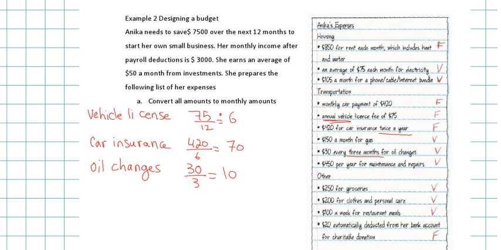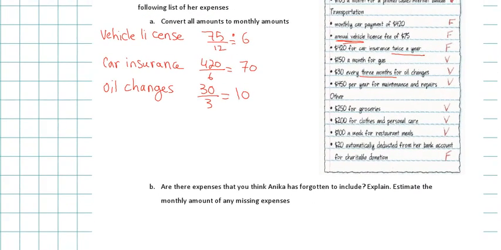And then she pays $450 per year for maintenance and repairs. Divide by 12 to get the month. That's about 38. Is that right? Yeah.